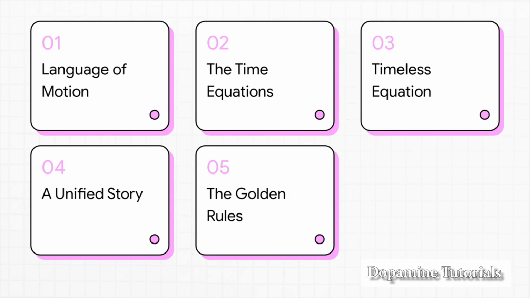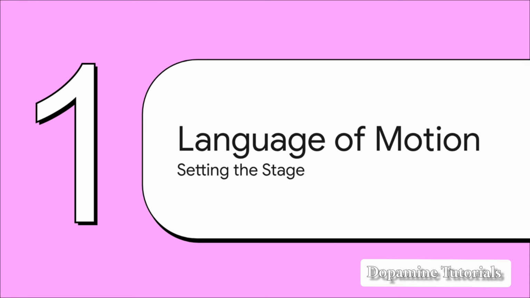Okay, let's dive right into our roadmap for this explainer so we don't get lost in the jargon. We'll start with the language of motion, move to the time equations, unlock the timeless equation, bring it all together in a unified physical story, and finish up with the golden rules. All right, Section 1, the language of motion, setting the stage.